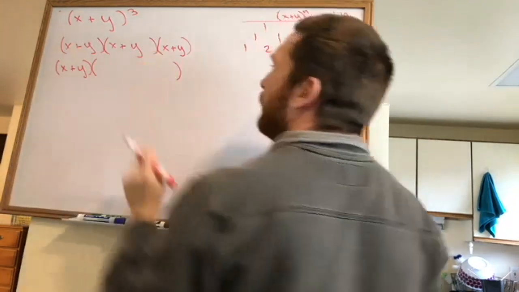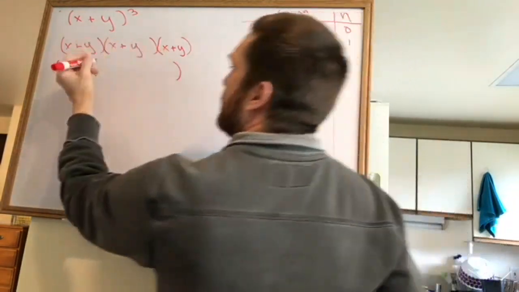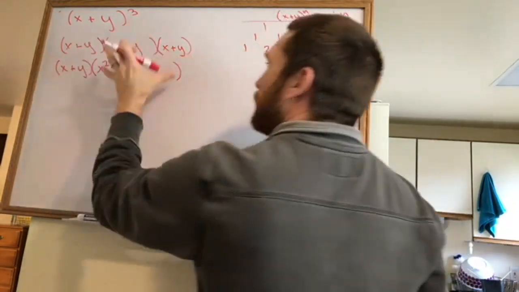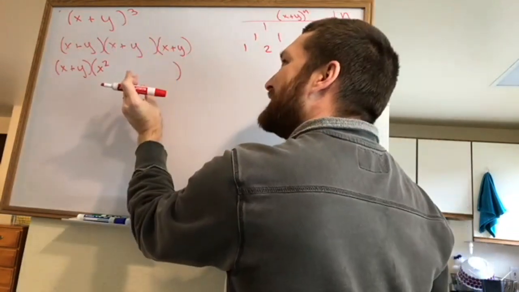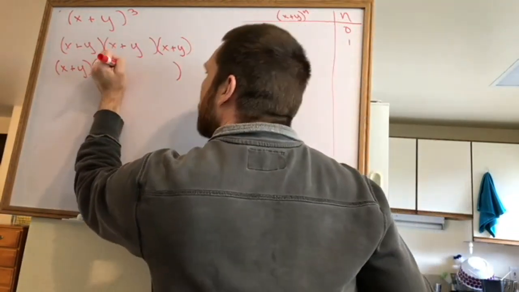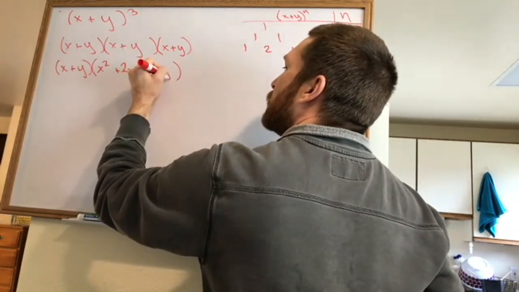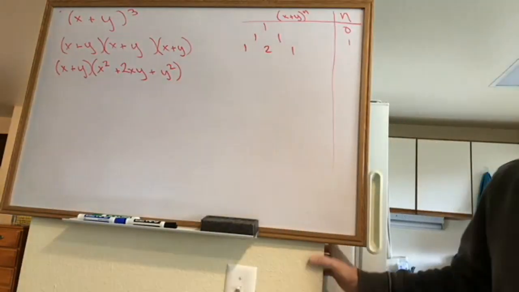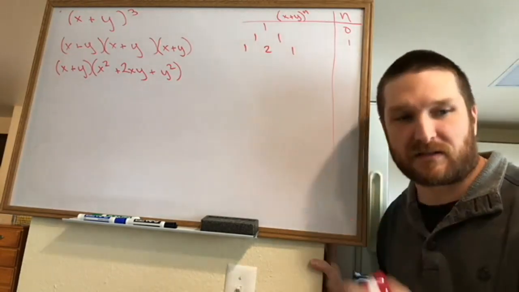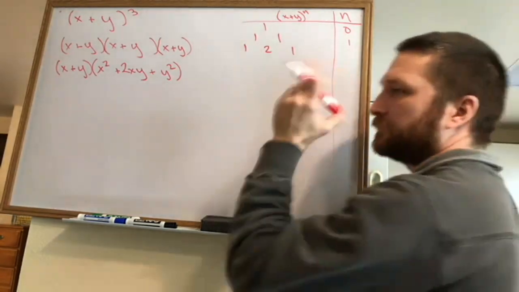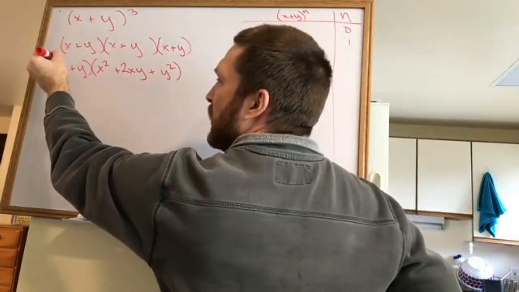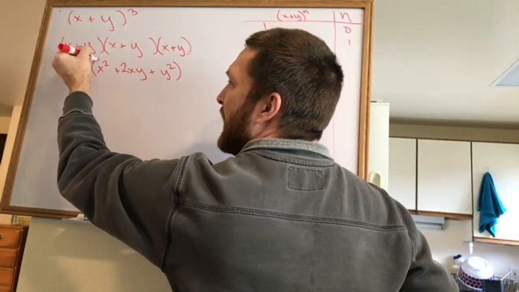Now I'm going to go ahead and rewrite this. So first is x squared. Outside is xy, inside is xy, and so I get 2 of them, 2xy's. Finally, y times y is y squared. Now this is where I'm going to do my double distribution, right? The x jumps over and hits the x.